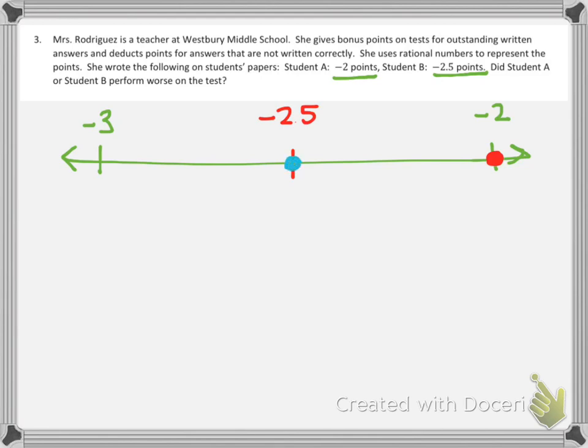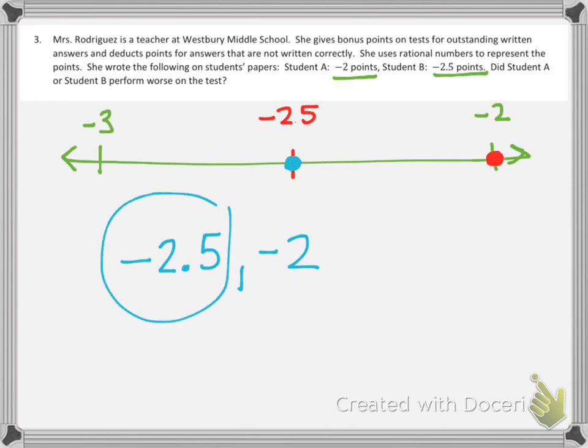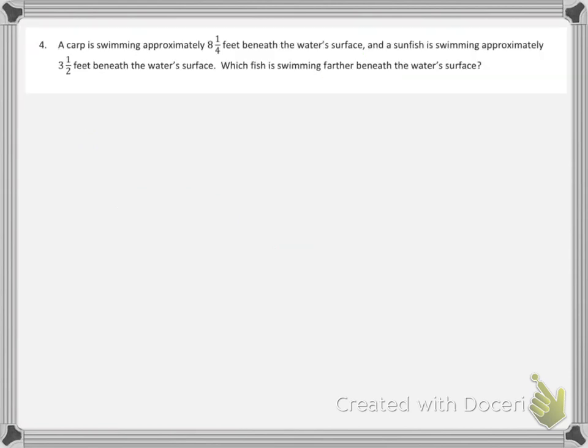And now I can see clearly left is less. So the one that performed worst is the negative 2.5 student. And then negative 2 would be a little bit better. All right. Remember, left is less, or the one that's the most negative. 2.5 is more than 2. But they're negatives, so it's smaller. The one that's the most negative is the smaller number. It's another way to think of it. All right, let's try one more.